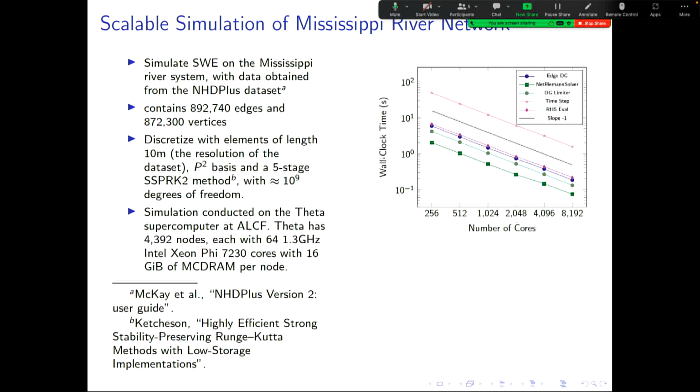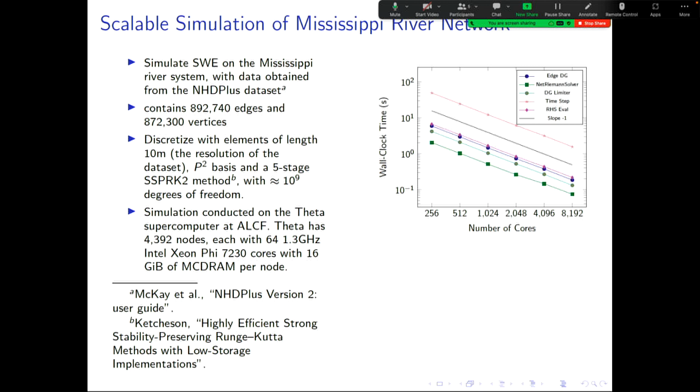And one of the major scalability cases we did is we wanted to simulate the entire Mississippi River network all at once. We obtained the data from an HD Plus data set. It contains about 900,000 edges, and a similar amount of vertices. We discretize with a length scale of 10 meters, which is a little ridiculous, but we just wanted to push it and see what we could do. That's the full resolution of the data set, P2 basis, 5-stage SSP RK2 method, and we end up with about 1 billion degrees of freedom.